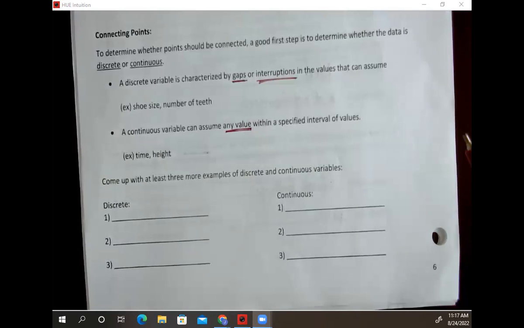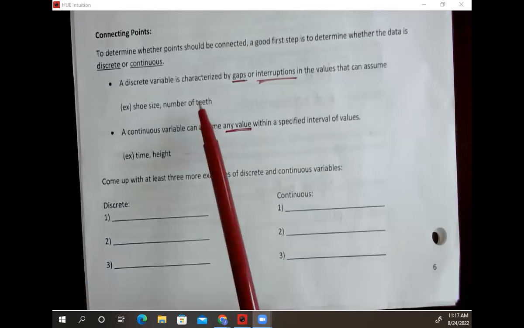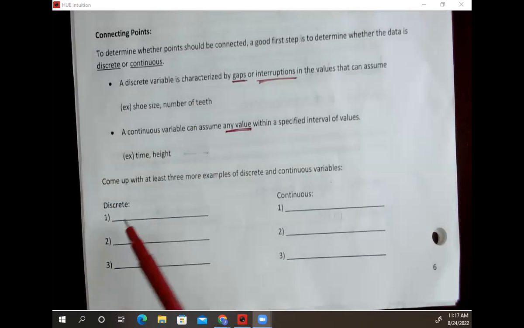So what I would like you guys to do for just a second is think about our conversation yesterday. Think about these ideas and give me a couple of discrete and a couple of continuous variables. Take a minute and think about what would be a discrete variable, what would be a continuous variable.